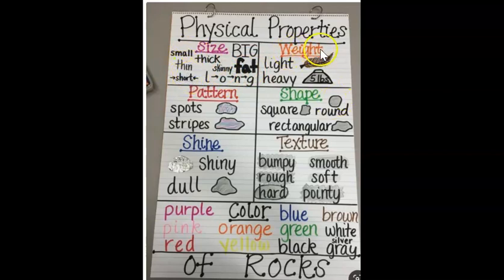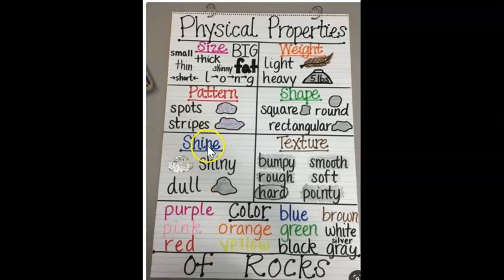And then we're going to look at weight. Is it light, like a feather, or is it a heavy rock? If I'm moving down, we have shape. So is it a round rock, or maybe it's square shaped, rectangular? I know that doesn't really look like a rectangle, but it has kind of that shape. If we look at pattern, does it have spots? Does it have stripes? What is the pattern that you're seeing within that rock?